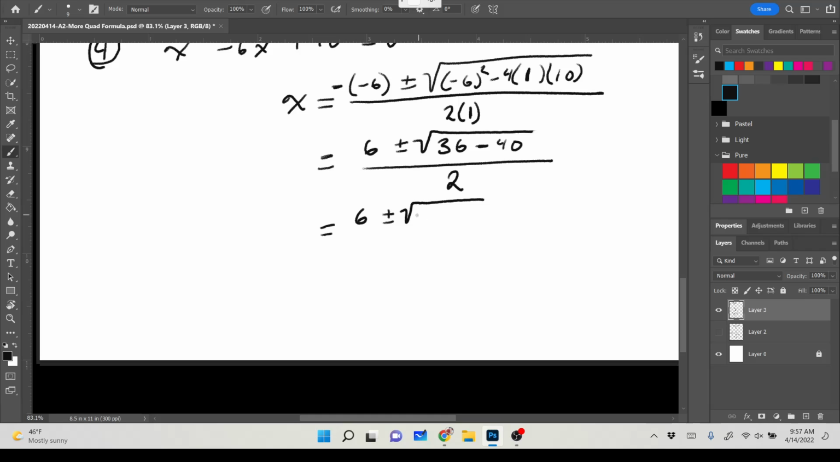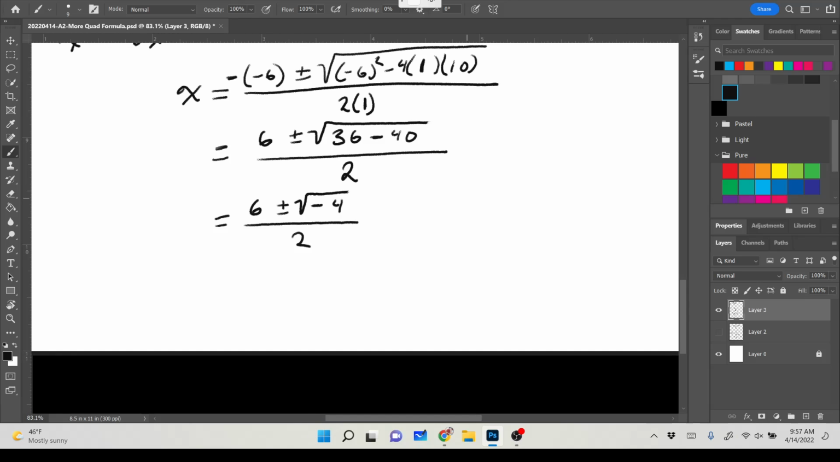Negative 4, all over 2, right? Now, a negative under a square root, what's going to happen with that? We're going to get an i, which means we don't have any real solutions, only a couple of complex ones, or imaginary ones if you prefer that term. I don't, but if you do, there it is. So this would equal 6 plus or minus 2i.